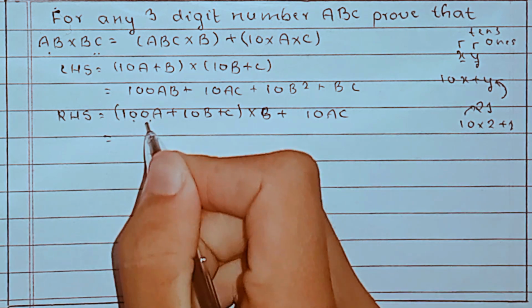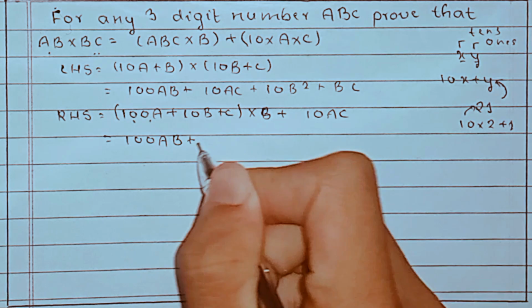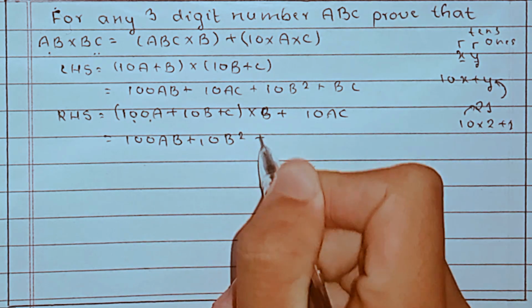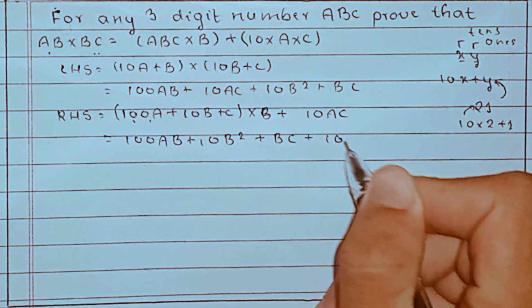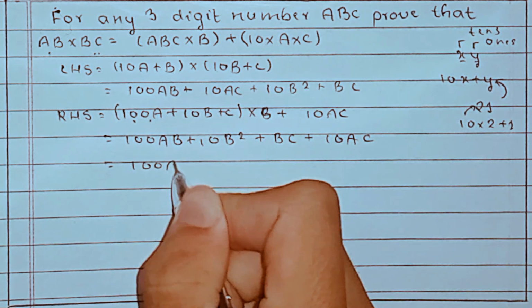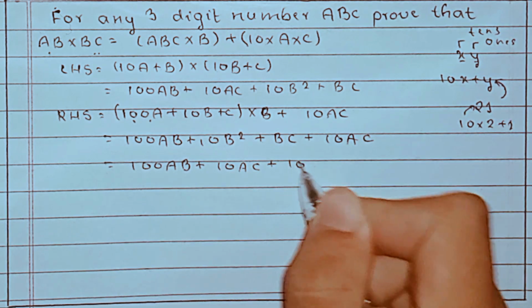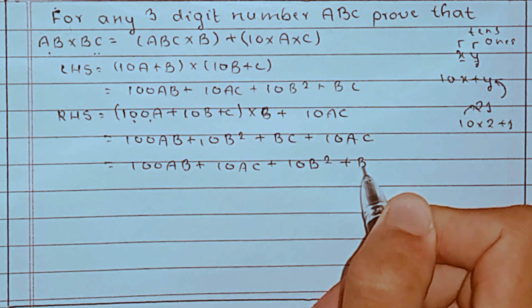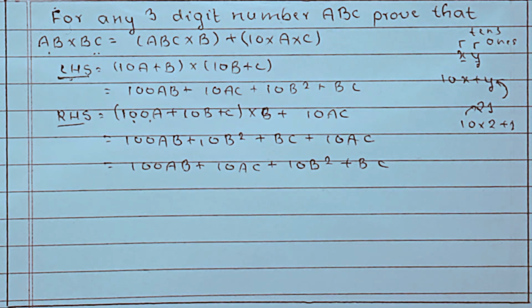Now 100A into B is 100AB plus 10B square plus BC, which is equal to BC plus 10AC. So we'll arrange it according to the LHS: 100AB plus 10AC plus 10B square plus BC, and hence we can see that both the identities are equal, and hence we can prove this question.